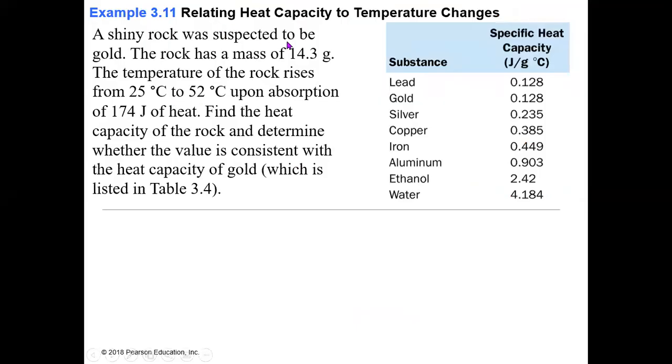Another example, relating heat capacity to temperature changes. A shiny rock was suspected to be gold. The rock has a mass of 14.3 grams. The temperature of the rock rises from 25 degrees Celsius to 50 degrees Celsius upon absorption of 174 joules of heat. Find the heat capacity of the rock and determine whether the value is consistent with the heat capacity of gold, which is listed in this table. If the rock is gold, it will have a specific heat capacity of 0.128.